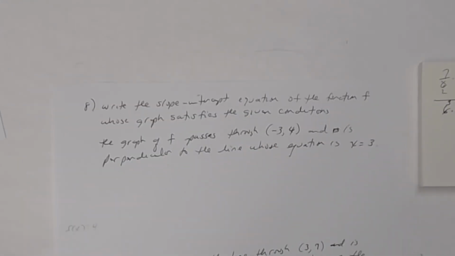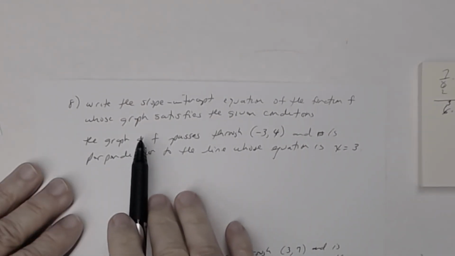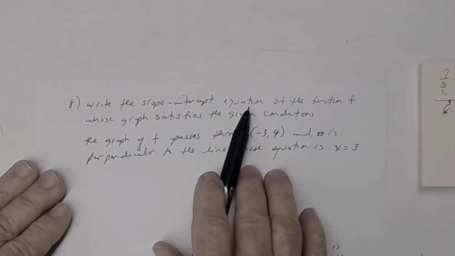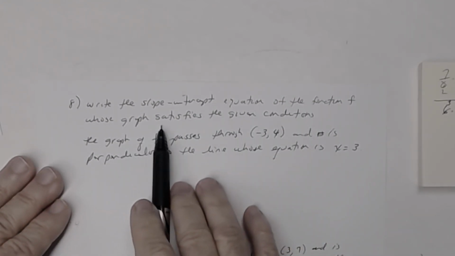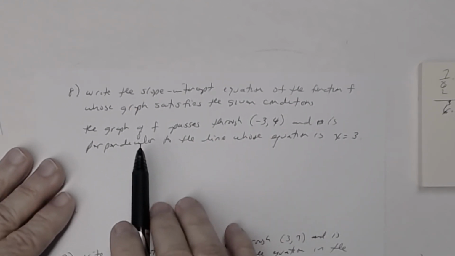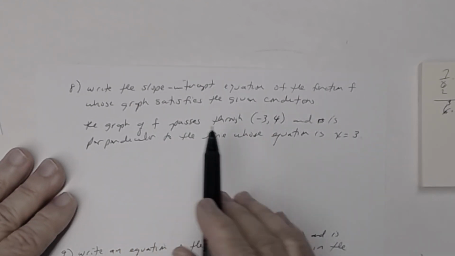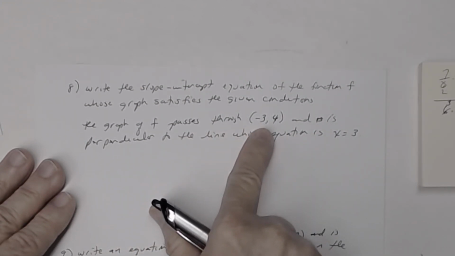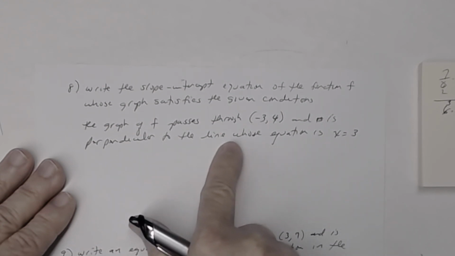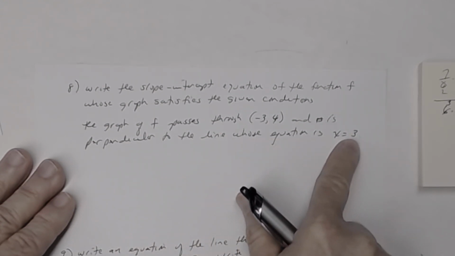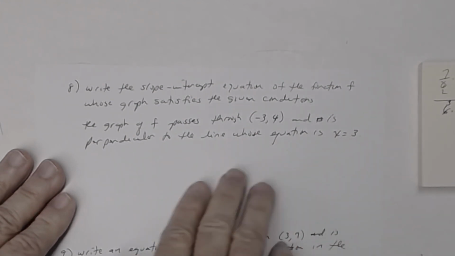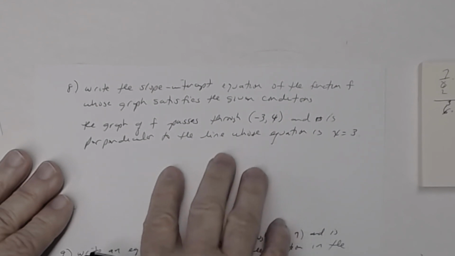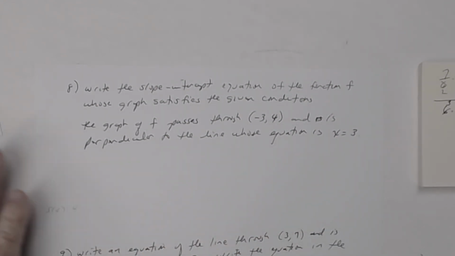Okay, number 8. So let's look at number 8. In number 8, you want to write the slope-intercept equation of the function f whose graph satisfies a given condition. So the graph of f passes through this point and is perpendicular to the line whose equation is x equals 3. Now this is a little different, to a certain extent, than the ones we've had.